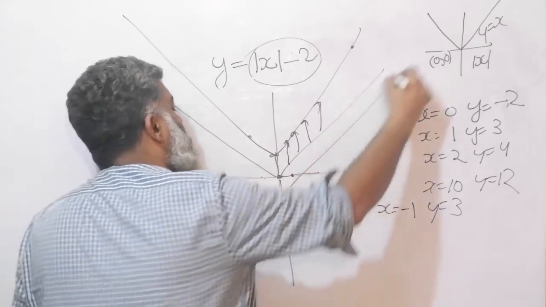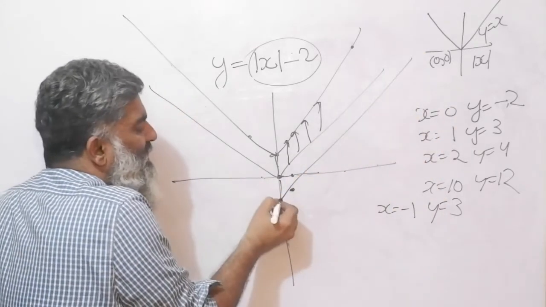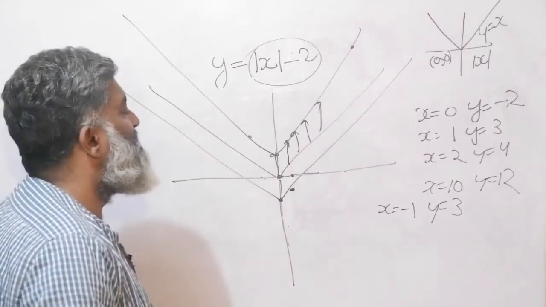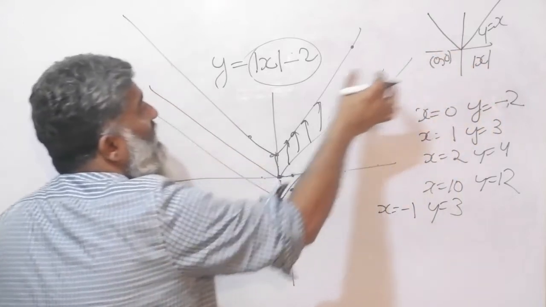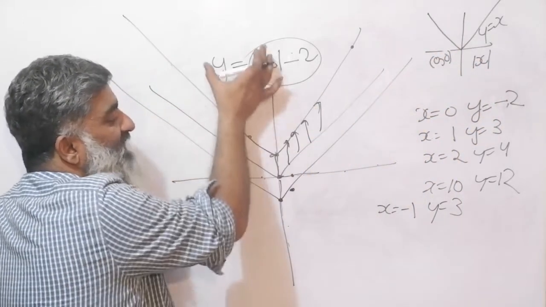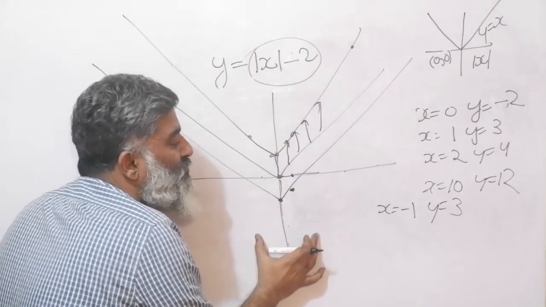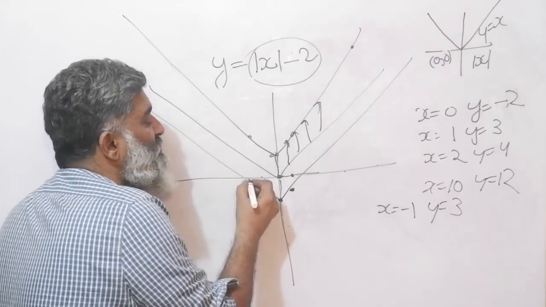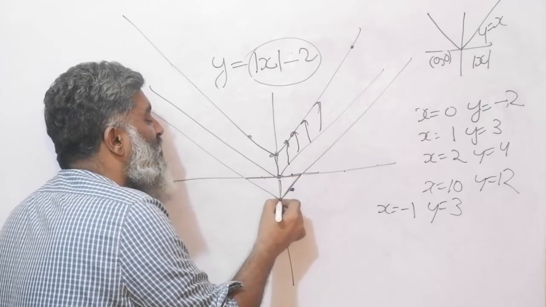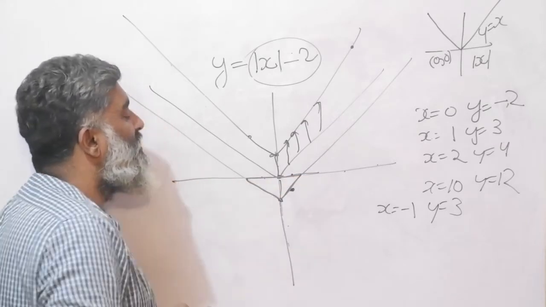Now I can draw the line and I can guess the function will remain the same. And I hope we get the point that if this is mod of x, right? Mod of x minus 2 means every point has been shifted 2 points below. And here we can start an interesting question. What is the area of this triangle, right?